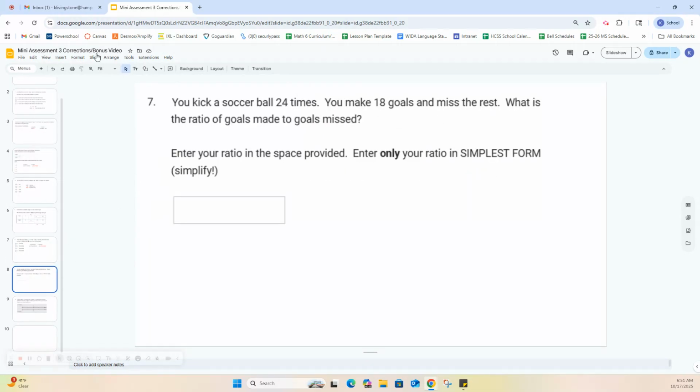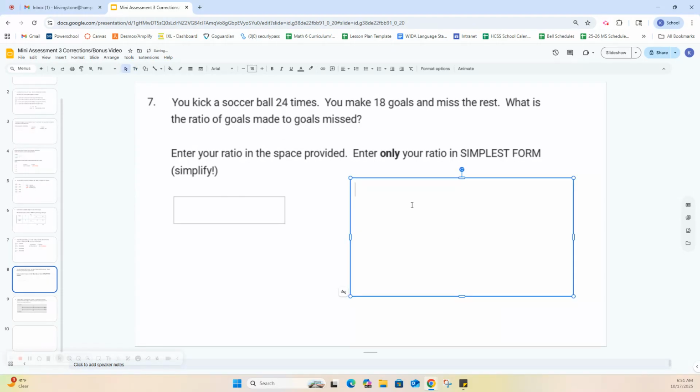You kick a soccer ball 24 times. You make 18 goals and you miss the rest. All right, so let's write down our information here. We make 18. Our total is 24. So how many does that mean we missed? That is correct. We would have missed 6 because 18 plus 6 gives us a total of 24.